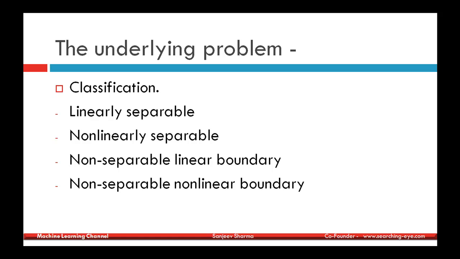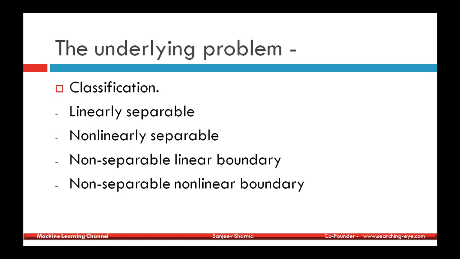So the underlying problem is a classification problem and we are considering four kinds of datasets for this presentation. The first one is a linearly separable dataset. In the case of a linearly separable dataset, we have two classes which can be separated through a linear decision boundary or through linear basis functions. The classes in this case are non-overlapping and therefore we can have 0% training error.